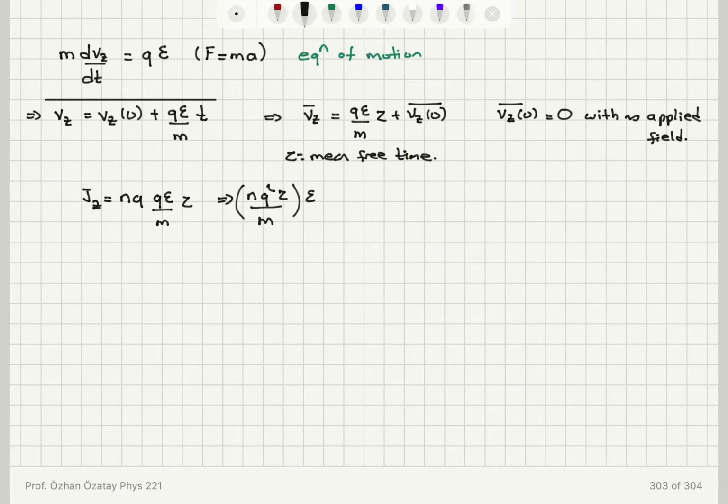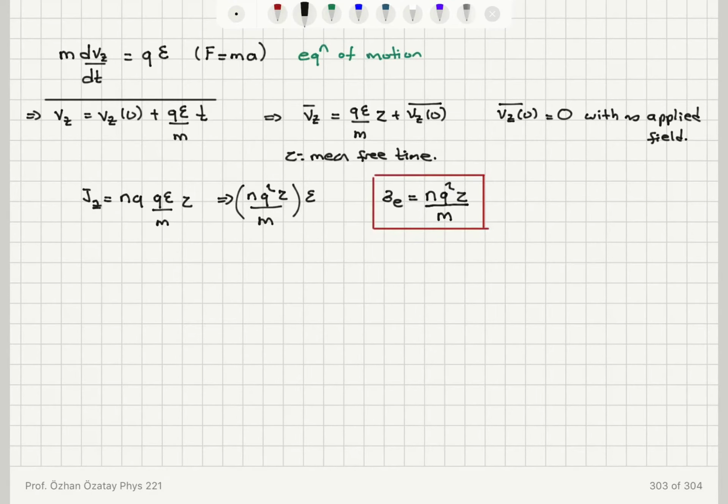So I recognize that the electrical conductivity is n, the number of charges per volume, q squared, the charge per particle, multiplied by the mean free time tau, divided by the mass per particle m. Alright, so basically this gives me the end result for the electrical conductivity.